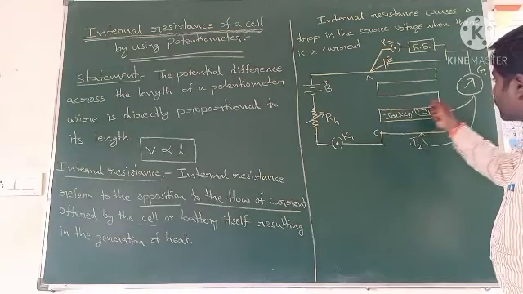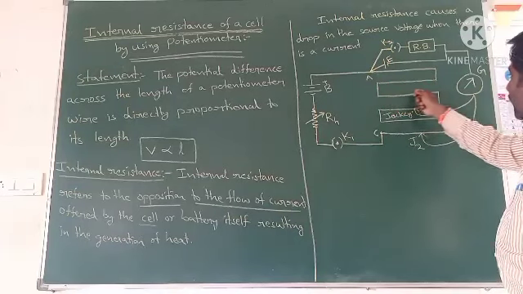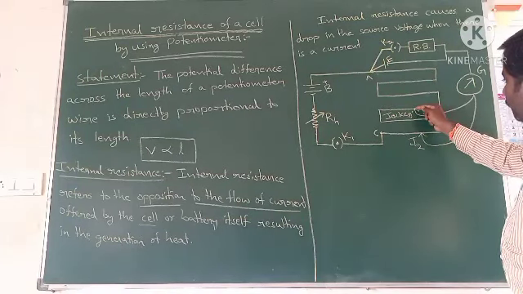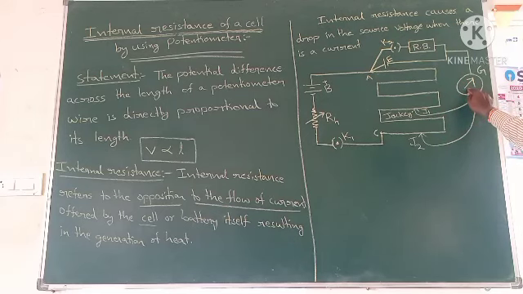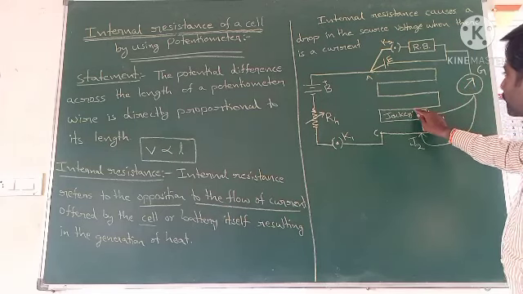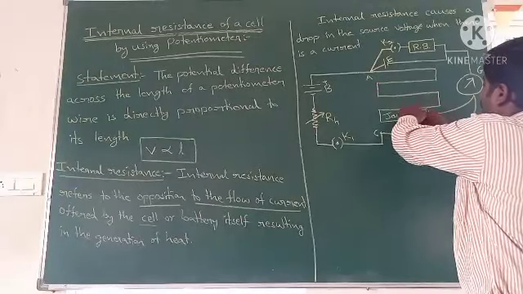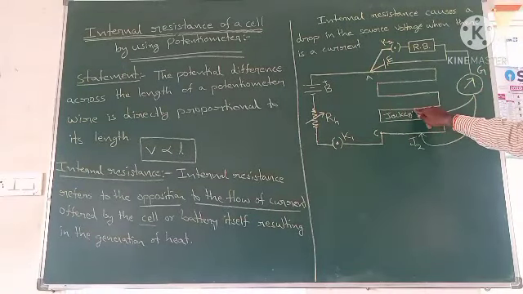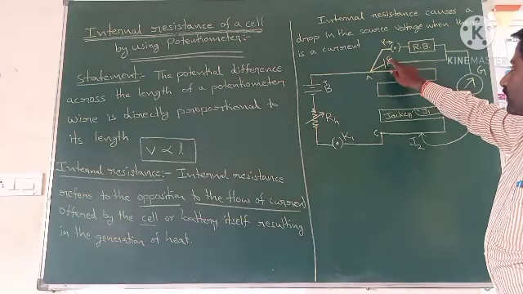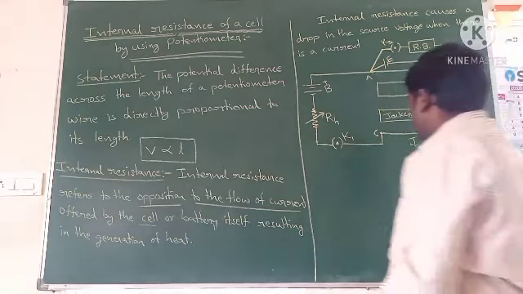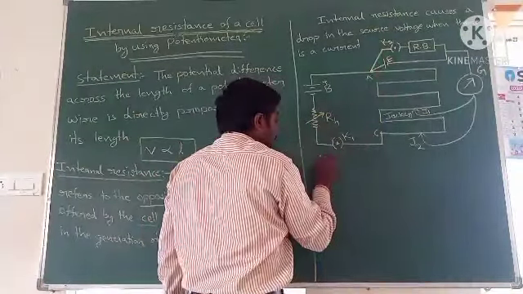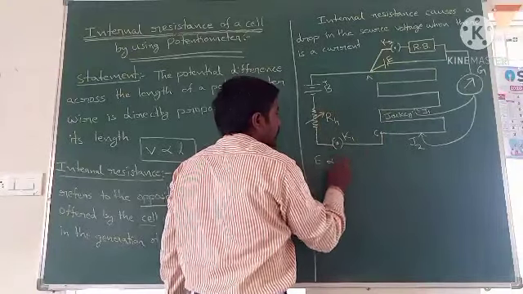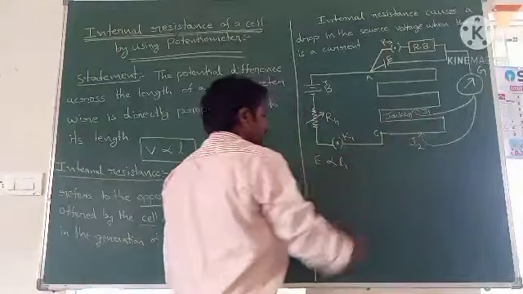Now this jockey can be moved on the potentiometer wire. While moving the jockey on the potentiometer wire, at a particular point, that point is called the balancing point. At that balancing point, the galvanometer shows zero deflection. At that balancing point, we should measure the length of the potentiometer wire. That length is directly proportional to the potential difference across this cell. So according to the principle of potentiometer, the potential difference across the cell, E, is directly proportional to length L1.